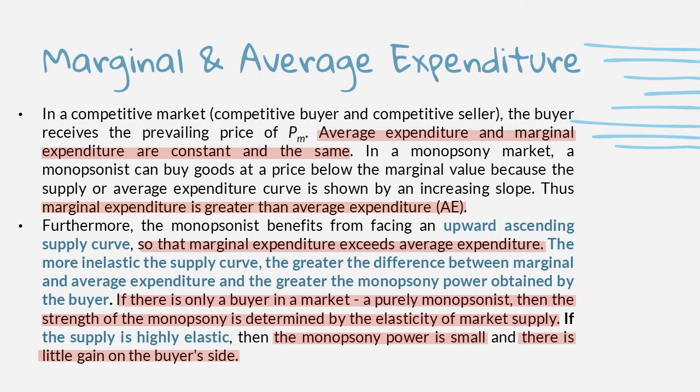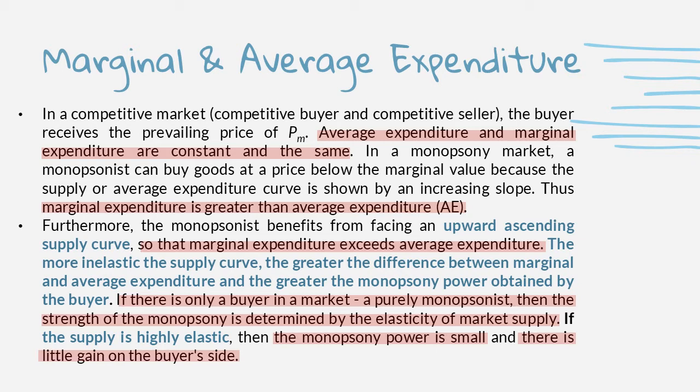Marginal and average expenditure. In a competitive market, with a competitive buyer and competitive seller, the buyer faces the prevailing price of PM. Average expenditure and marginal expenditure are constant and the same. In a monopsony market, a monopsonist can buy goods at a price below the marginal value because the supply or average expenditure curve has an increasing slope. Thus, marginal expenditure is greater than average expenditure.